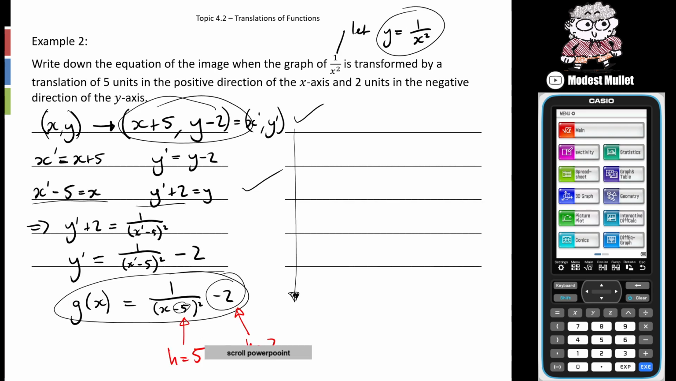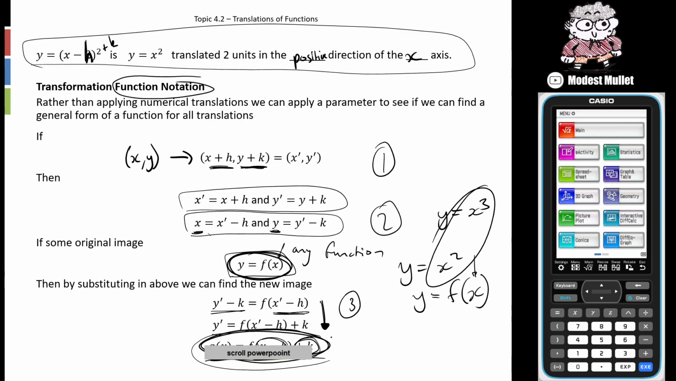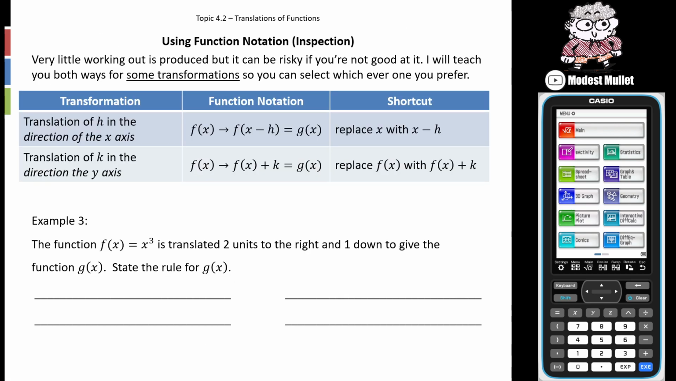So this takes us to our second method. The method back here, we're going to call the dash method. It's hard to make mistakes, but takes a little bit longer. If you understand this function notation or the shortcuts that come from it, we get a second method: using function notation, or what I'll generally refer to as just using inspection, just knowing that this pattern always holds true. So if you ever translate h in the direction of the x-axis, you get this sort of mapping.